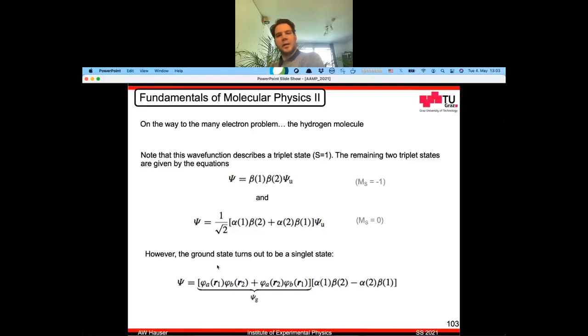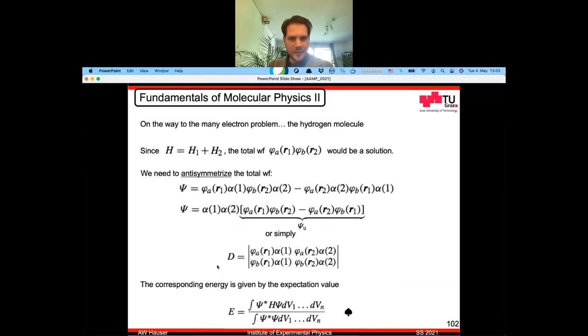Before we get going, a few words on the actual state that we have picked. The state that we have picked is a triplet state. Let me go back quickly. Why is it a triplet state? What does triplet mean?